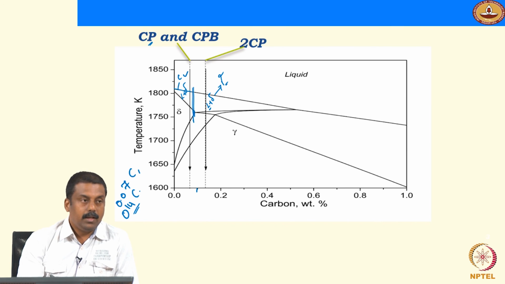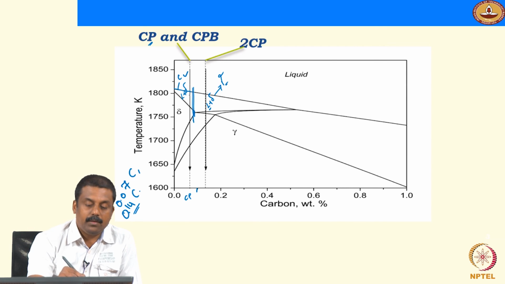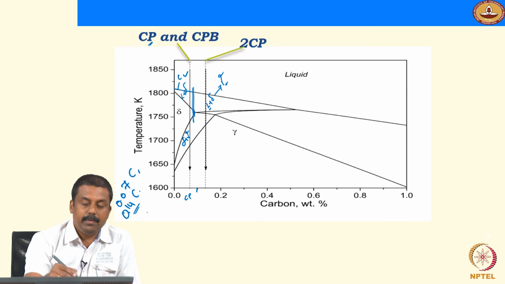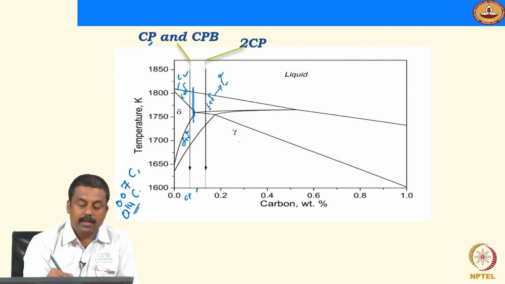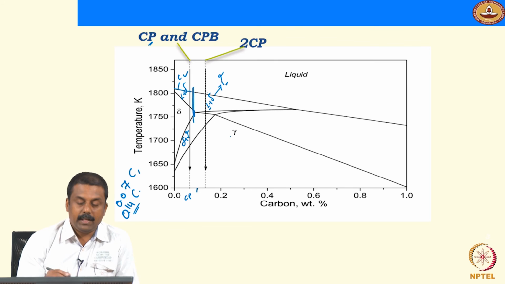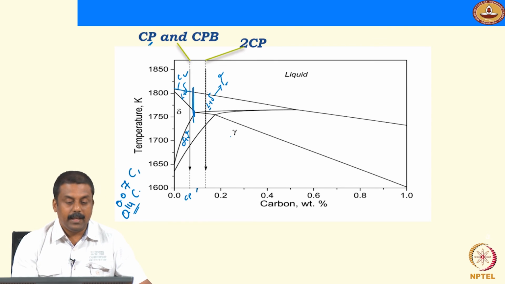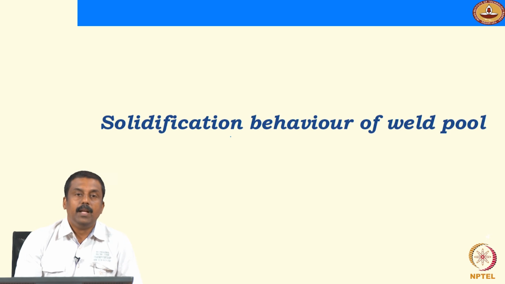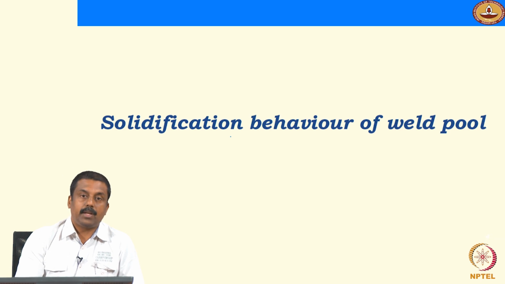So in this case, we have two chemistries: 0.07 weight% carbon and 0.14 carbon. You would expect steel CP to completely solidify into delta ferrite first, and then subsequently delta ferrite will transform to austenite. Whereas in steel 2CP, the solidification will first nucleate delta ferrite, then liquid plus delta ferrite would transform to austenite by a peritectic reaction, and subsequently liquid and austenite will be in equilibrium when the peritectic reaction completes. And we will see the solidification behavior of the weld pool using a high temperature camera, where we can understand very clearly the solidification mode of a weld pool.